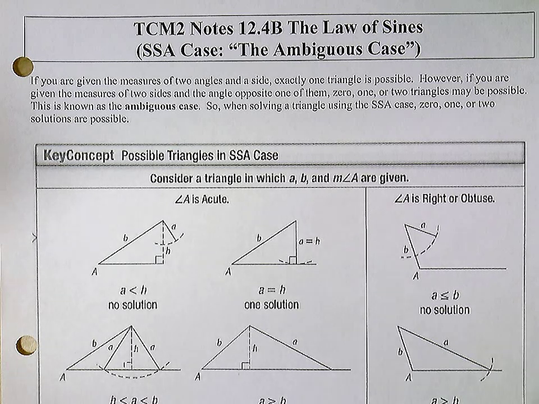So if you are given the measures of two angles and a side, exactly one triangle is possible. However, if you are given the measures of two sides and the angle opposite one of them, 0, 1, or 2 triangles may be possible. This is known as the ambiguous case. So when solving a triangle using the side-side-angle case, 0, 1, or 2 solutions are possible.